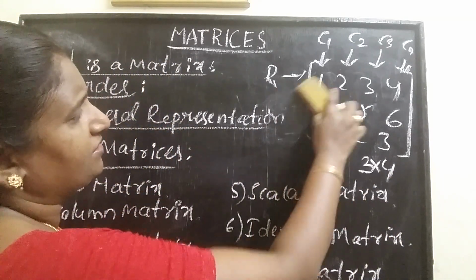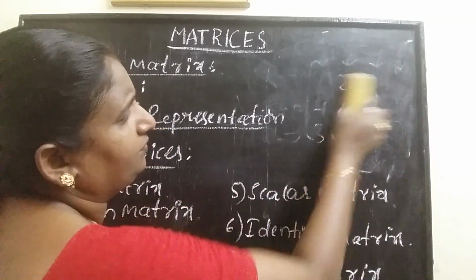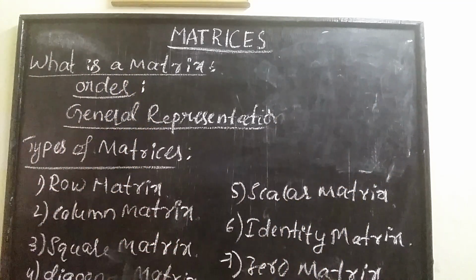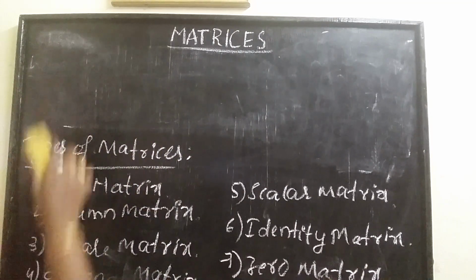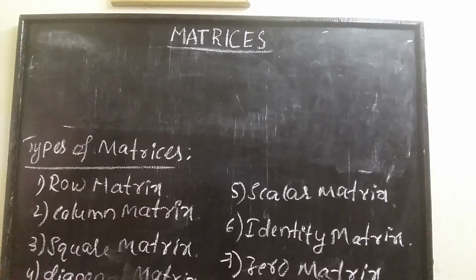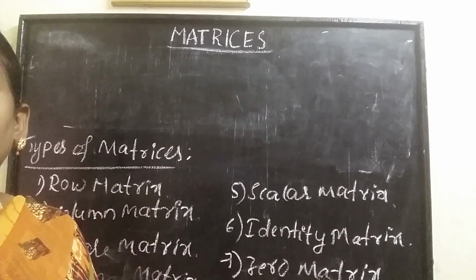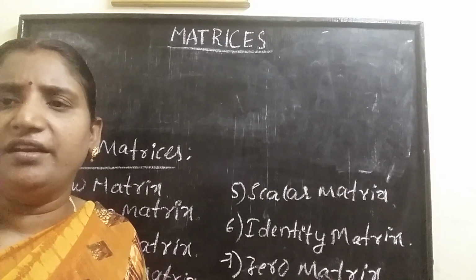Next, we discussed general representation earlier also. Now we are going for types of matrices. What is the first one? Row matrix. A row matrix means a matrix that contains only one row. We already discussed it earlier.